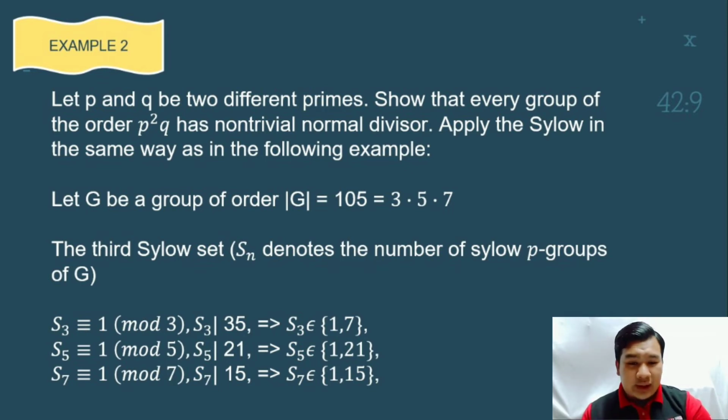So now, s_n denotes the number of Sylow p subgroups of G. So s_3 is congruent to 1 modulo 3, and s_3 divides 35. So now we have 1 or 7 possibilities for the number of Sylow 3 subgroups. As well, s_5 is congruent to 1 modulo 5, and s_5 divides 21. We have possibilities of 1 or 21. So for s_7, s_7 is congruent to 1 modulo 7, and s_7 divides 15. And now we have 1 or 15 possibilities for the number of Sylow 7 subgroups.